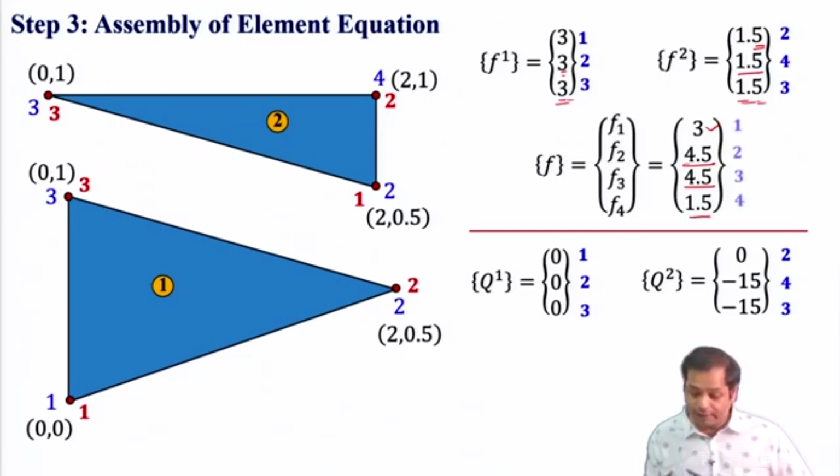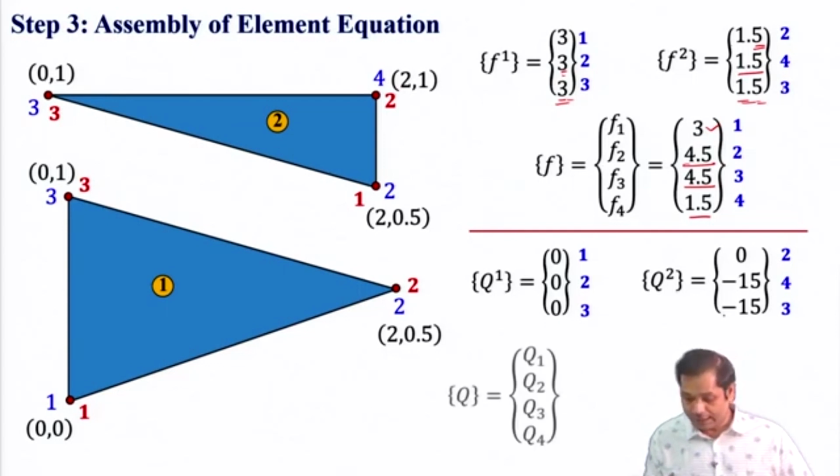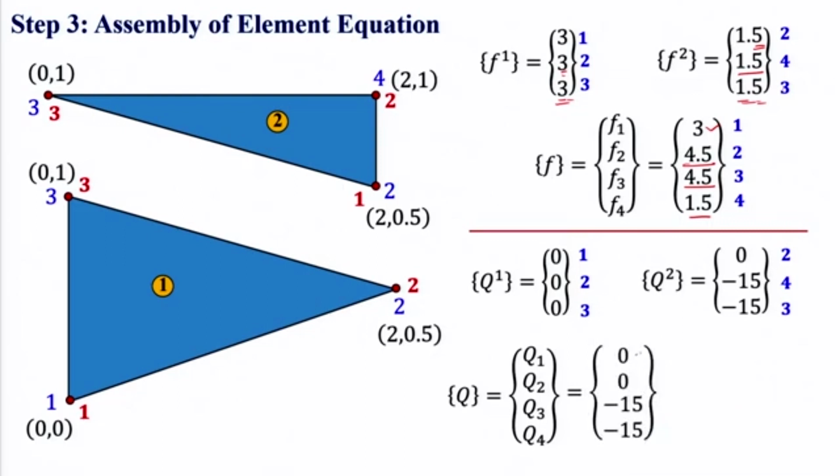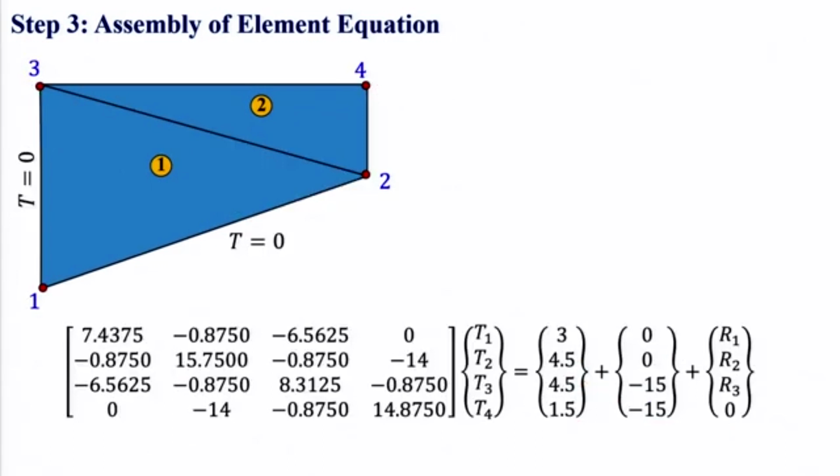So, finally Q. We have Q1 and Q2 as this, and then Q1 is 0, Q2 is 0, Q3 is 0 and minus 15, and Q4 is minus 15. So now we have all these terms with us: the coefficient matrix, then the source term and the boundary flux term, and then these are the global numberings. Then we write this entire thing, then step 3.